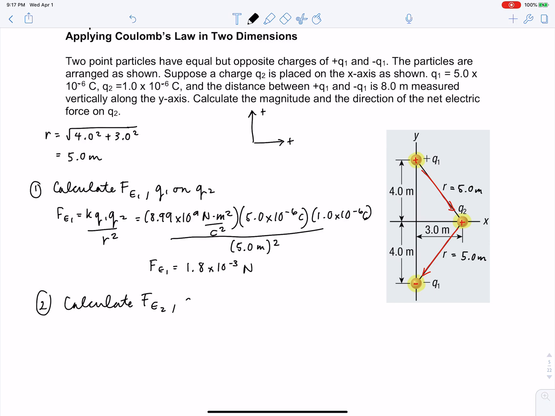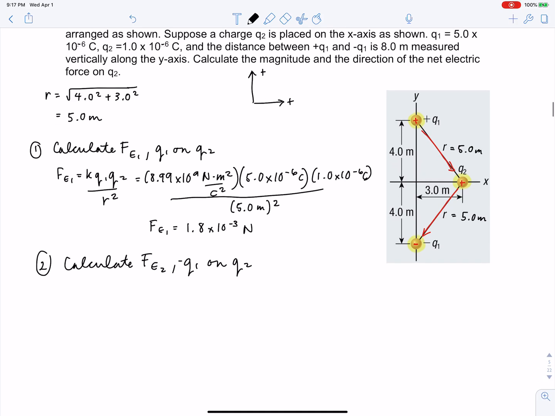Fe2, that's negative Q1 on Q2. Since they are symmetrical, and since we ignore the sign when finding the magnitude of the electric force, we know that Fe2 is equal to Fe1 and is equal to 1.8 times 10 to the power of negative 3 newtons.